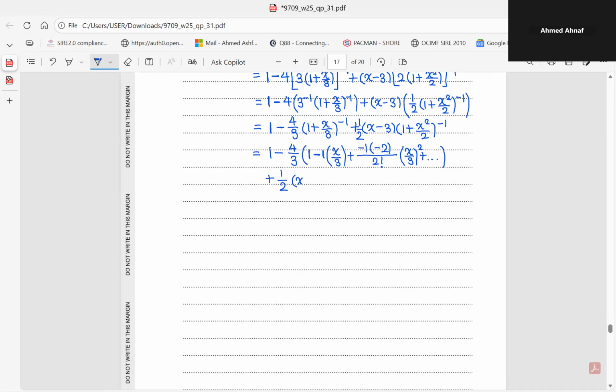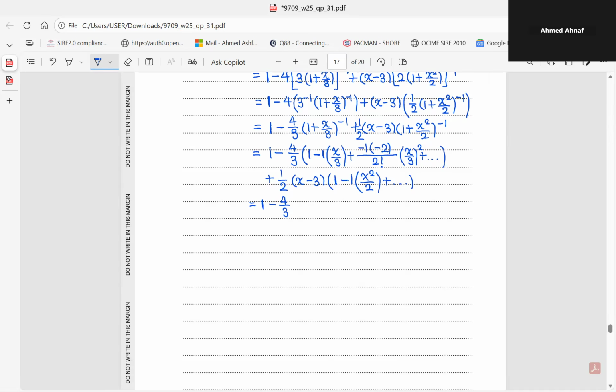And then plus half times (x minus 3). For this one, the same thing: 1 plus nx, so minus 1 times x squared over 2. And for this, we can stop right here, because if we continue up to the next term, we would get the term in x to the power 4, which we're not interested in. So to save our time and effort, we can just stop here. Okay, now let's simplify everything.